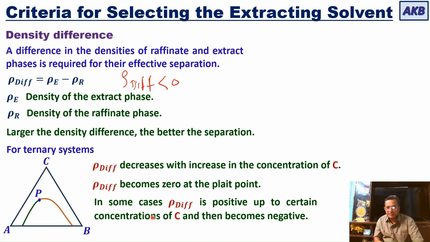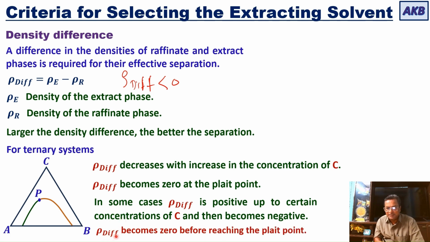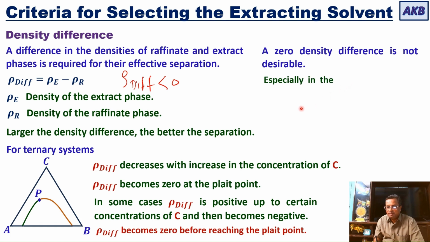So there are cases where rho diff is positive up to certain concentrations of C, and then it becomes negative. For these cases, the density difference becomes zero before reaching the plait point. In most cases, it will become zero at the plait point, but in some cases, where the density difference is positive up to certain concentrations of C and then becomes negative, the density difference becomes zero before reaching the plait point. Anyway, zero density difference is not desirable.